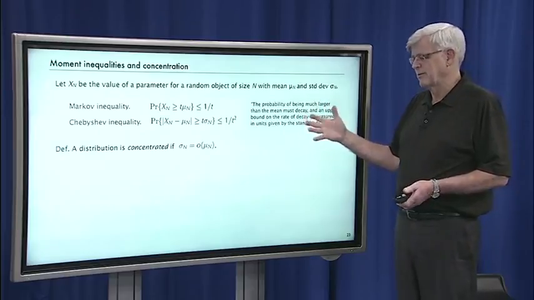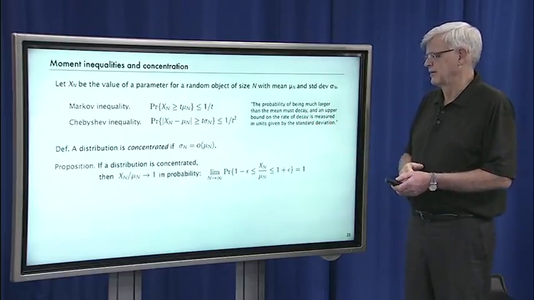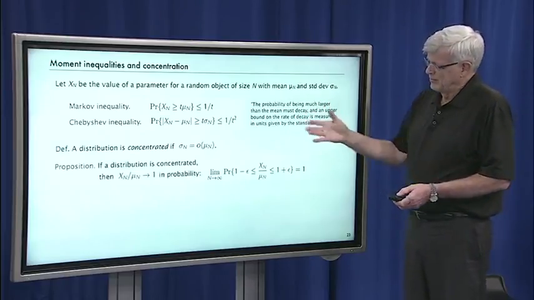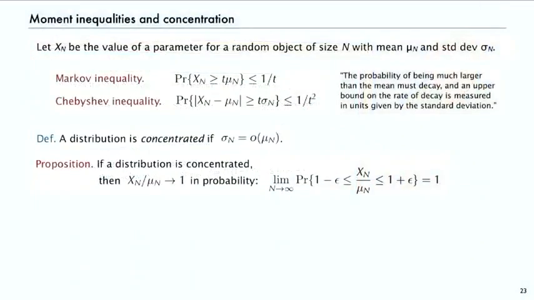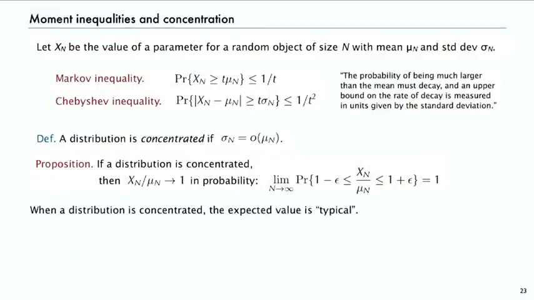And we move on, knowing that we could do more detailed analysis if we want. So this is just a formal statement of that. If a distribution is concentrated, then your value of your random variable over the mean approaches 1 in probability in a very specific sense. So when it's concentrated, we just say the expected value is typical. That's the one that you really do expect to get.